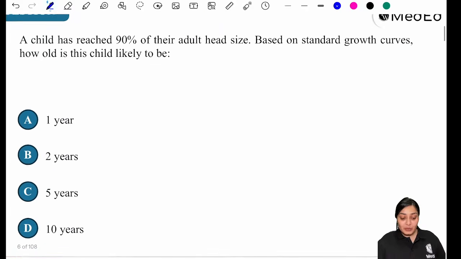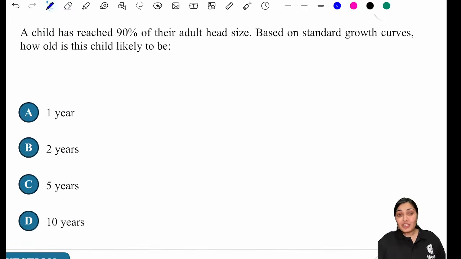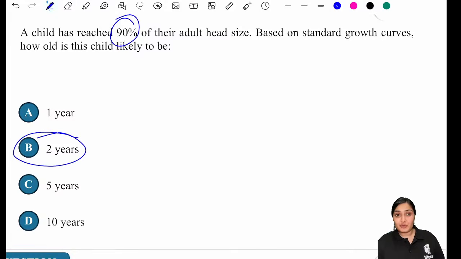Now let's move to the next question. A child has reached 90% of their adult size. Based on the standard growth curves, how old is this child likely to be? 1 year, 2 years, 5 years, 10 years. The very same concept. I told you the neural growth happens maximum till 2 years of age, and thereafter little remaining growth happens. So 90% of the adult head size is reached by 2 years of age. So the correct answer here will be option B, that is 2 years.